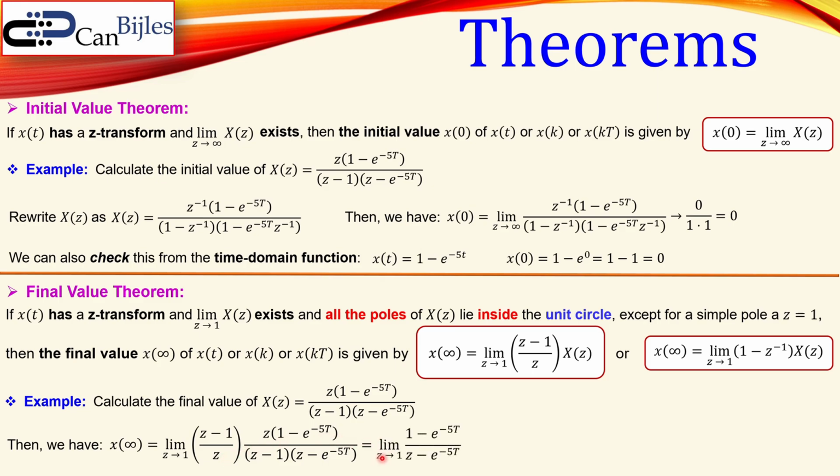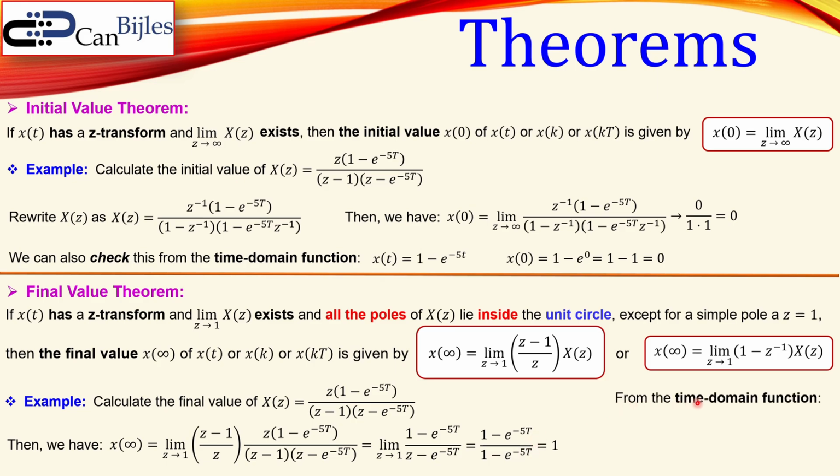The limit of z approaching 1 of (1 minus e to the power minus 5T) over (z minus e to the power minus 5T). Now if I let z approach 1, this will be 1. This doesn't change the numerator. So I get 1 minus e to the power minus 5T divided by the same thing, which is 1. So it means I approach 1 as a final value.